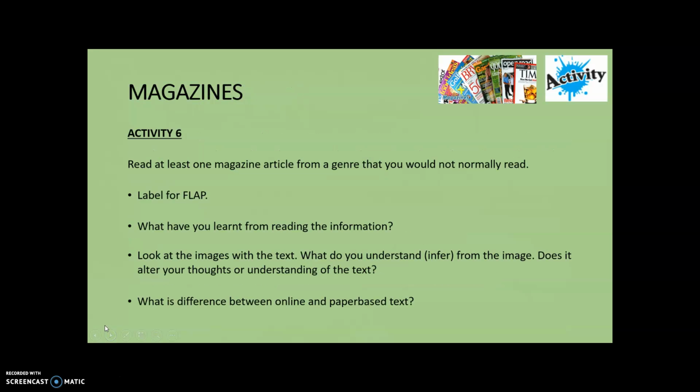Okay, activity 6, we're now moving on to magazines. So I need you to go and get yourself a magazine. It could be any magazine lying around. And I want you to read at least one magazine from a genre that you would not normally read. So let's say you've got the Time magazine that you would normally read. I want you to go and look at a golf magazine. All right. I want you to label the parts for format, language, audience and purpose.